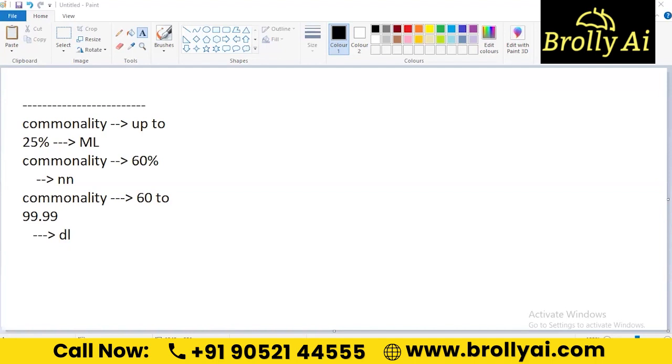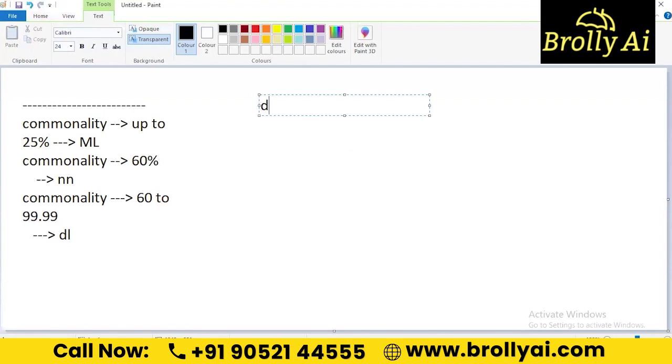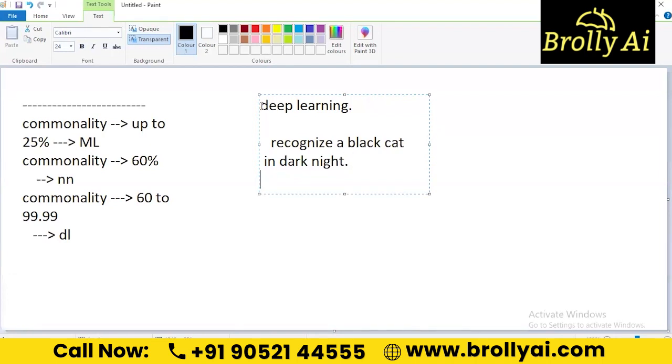Finally, deep learning will acquire more knowledge about the data. Got it. So for deep learning, there is a statement. Observe this statement: recognize a black cat in a dark night. Such kinds of tricks deep learning can do. Please comment on the challenge in that task. Recognize a black cat in a dark night. What's the problem?